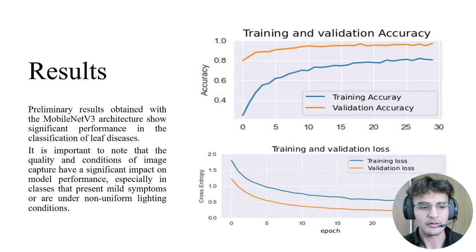For the results, the preliminary results obtained with the MobileNet version 3 architecture show significant performance in the classification of leaf diseases. It is important to note that the quality and condition of image capture have a significant impact on model performance, especially in classes that represent mild symptoms or are under non-uniform lighting conditions.